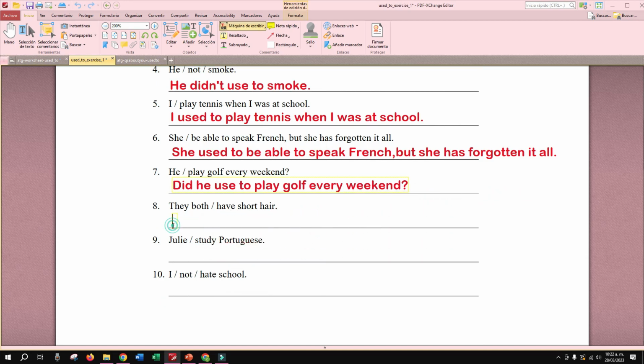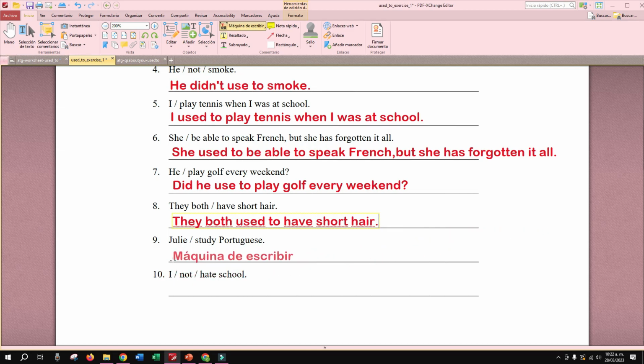Nice. 8. They both have short hair. Which could be the answer here? They both, right? Used to have short hair. Okay. They both used to have short hair.